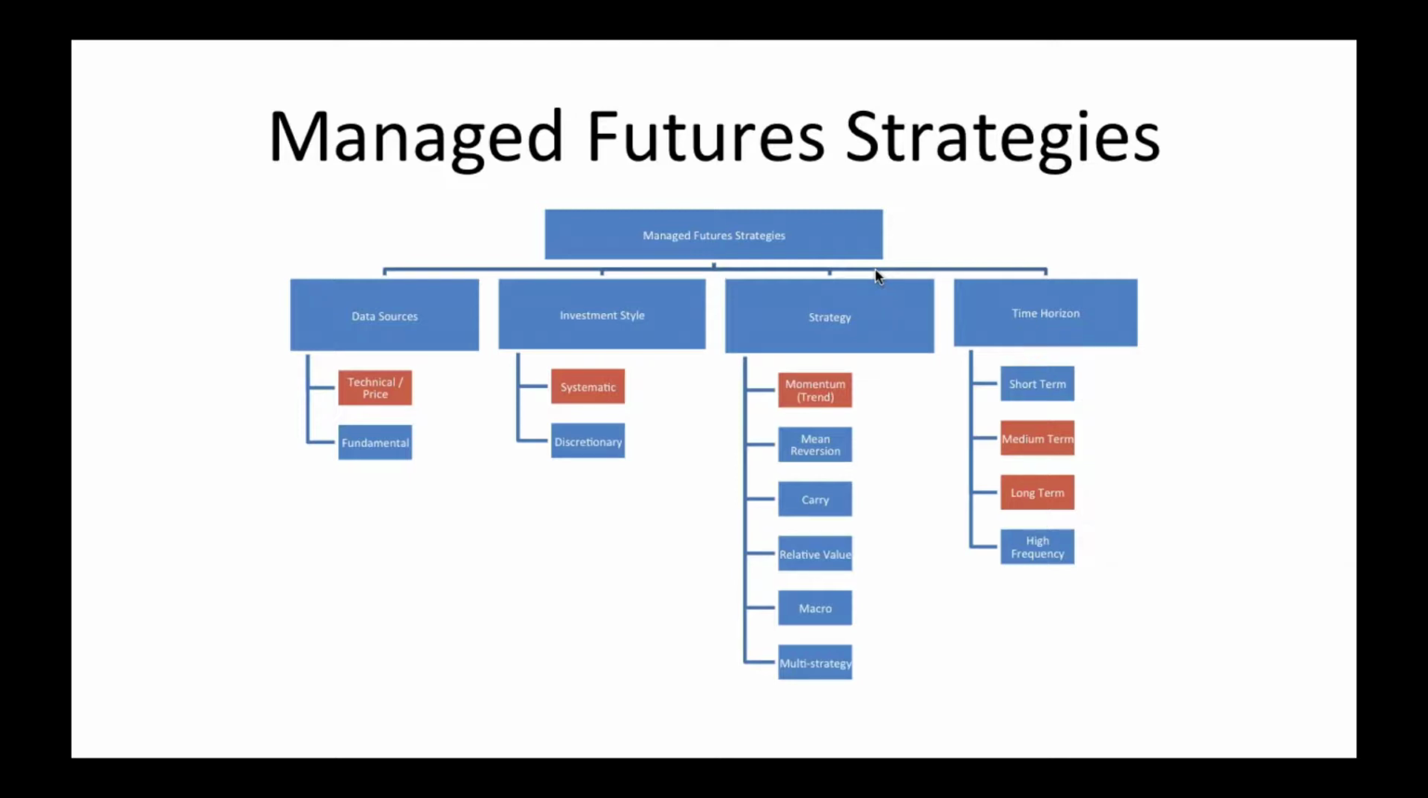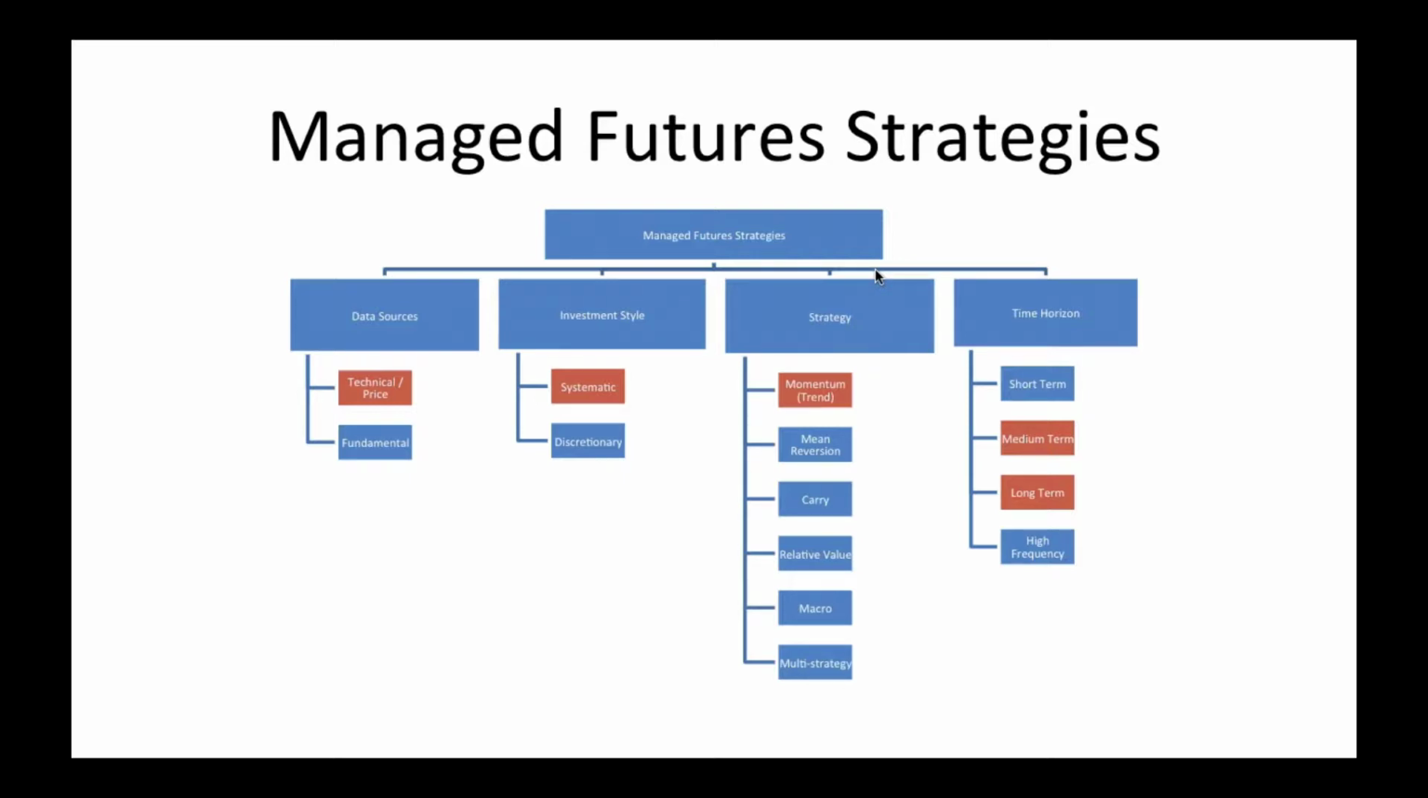First of all, there are four key dimensions to think about, which also come from the Kaya Level 2 readings. The first is the data sources used, meaning are they using technical and price data versus fundamental inputs? Second is the investment style, systematic or discretionary. The third would be the strategy choices: momentum, mean reversion, carry, global macro, relative value. As you can see, almost all typical hedge fund strategies can be applied in the space. And finally, time horizon, anywhere from high frequency to long term.